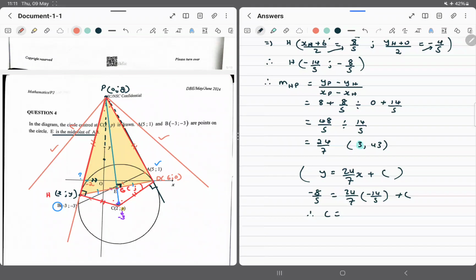This is 48 over 5. Izodluliye ngapha sithi times minus 1. We get a positive 48 over 5 and then we subtract 8 over 5 from that. It gives us 8. So it proves that indeed this gradient will pass through point P. So then I know this gradient we calculated is correct. Finally, we got the story we want.